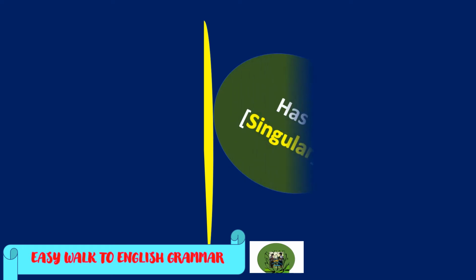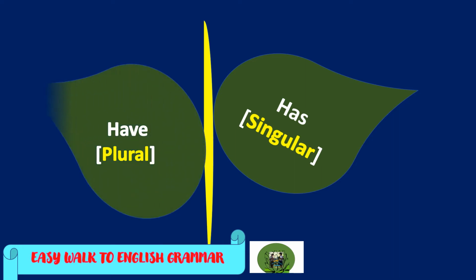The next important thing that you should know about have is that the singular form of have is has, and the plural form of have is have itself. This is also very important in using have without any doubt. So keep this in mind, and we are now going to check this aspect in a little detail.